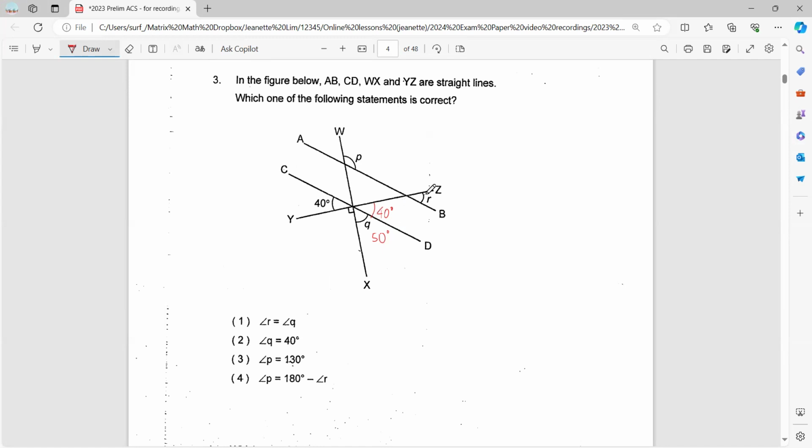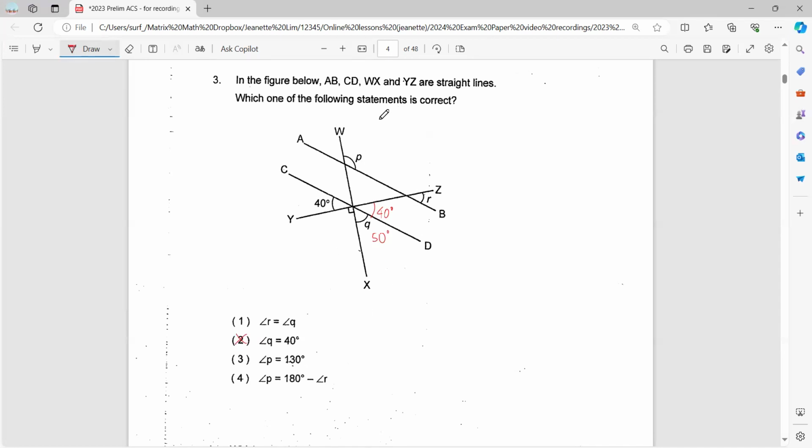Okay, but this is only true if these two lines are parallel. So the question should have stated that A, B, and C, D are actually parallel. Okay, so let's say option 1 is ambiguous. We can't really tell. Is R the same as Q or not? It is possible if these are not parallel. Let's look at option 2 first. Q is 40, which is definitely wrong. Q is 50, not 40.